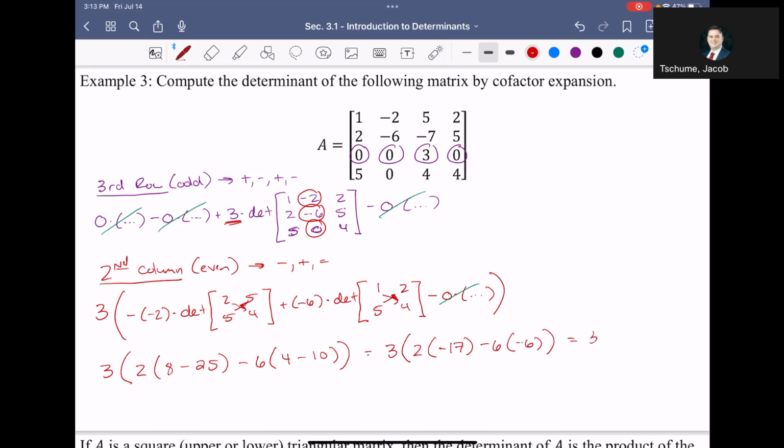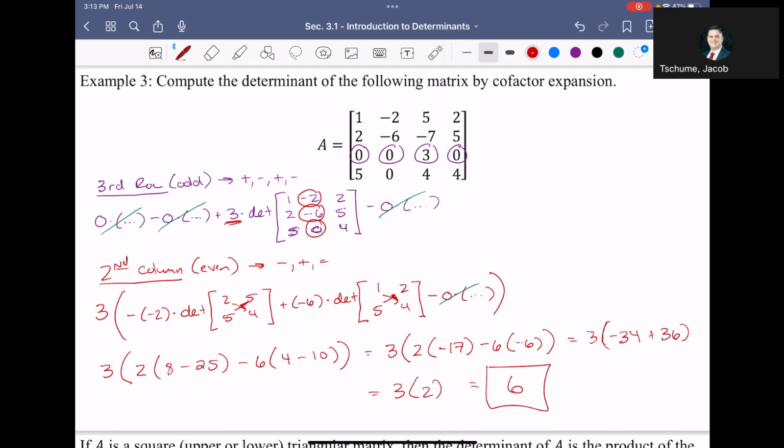What is this? This is 3 times 2 times negative 17 is negative 34. Negative 6 times negative 6 is positive 36. So that would be 3 times 2. So we get a determinant overall of a value of 6. And so that is how you would find the determinant of a 4 by 4 matrix here.